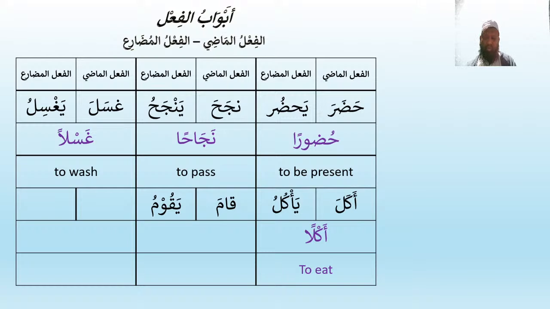أكل also is Sahih, but when Hamza comes in one of the letters of al-Madi, it is another category. When Alif comes in the middle, and when some verb has Ya coming at the end, these are from another group, which is not the Sahih group. So all these are Sahih. Najaha is from the same group. Ghasala are Sahih letters from the same group. So when we see Hamza in one of the letters, it is another group.